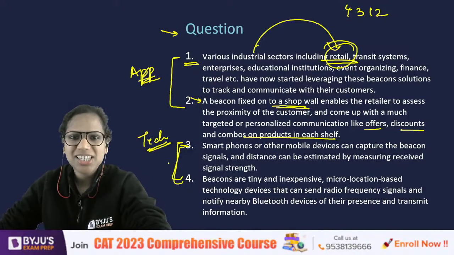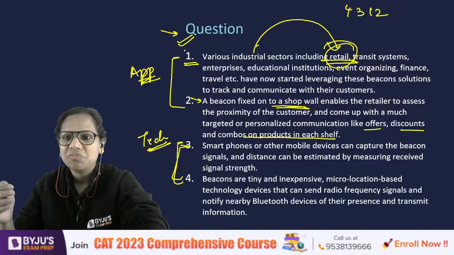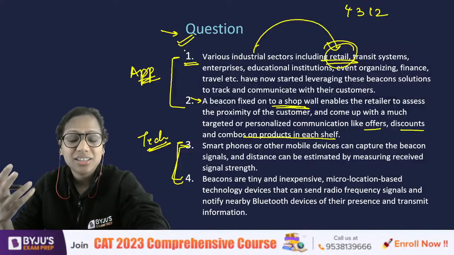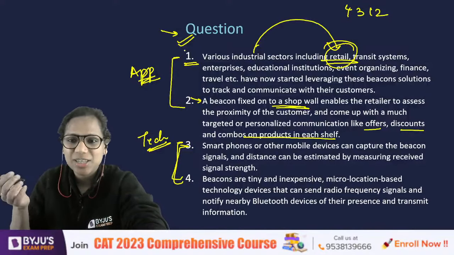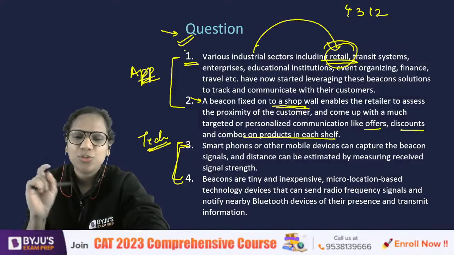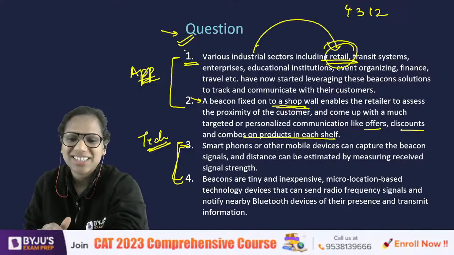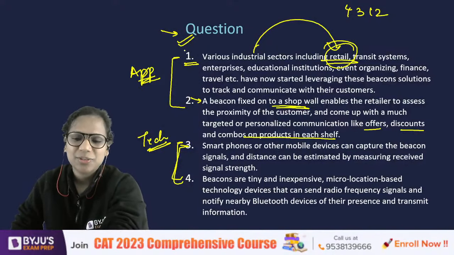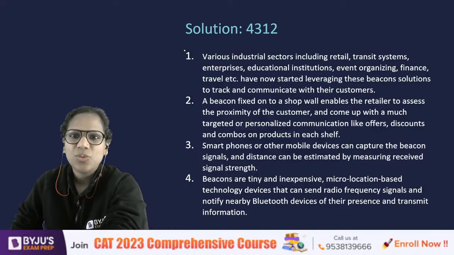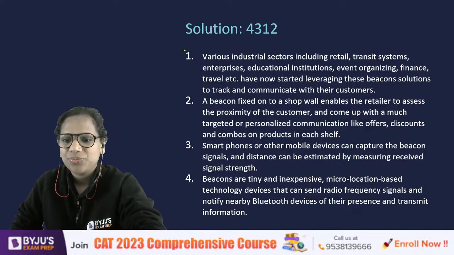Have you experienced this? I have experienced this. When I go to some markets in Connaught Place, I have experienced at times that I get notifications on my phone of nearby shops. So probably some of you have also experienced this in some major markets. 4, 3, 1, 2. That is the sequence here.